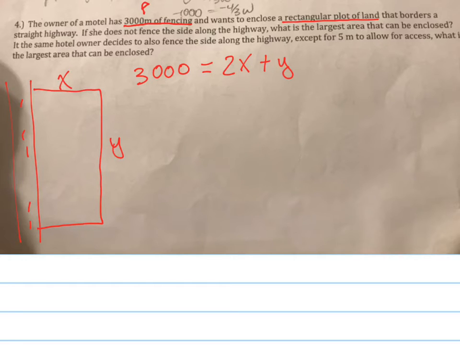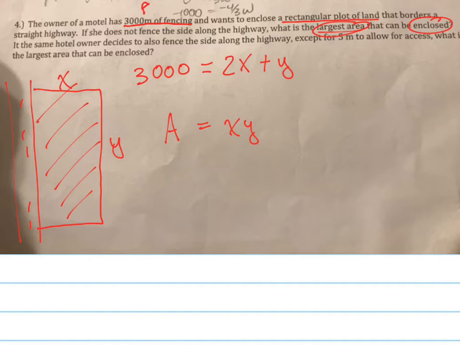Okay? So it says if she does not fence the side along the highway, what is the largest area that can be enclosed? All right, well, they're basically wanting us to maximize the area, right? Because it said the largest area. Well, this is the area. What's the area of that? Isn't it just base times height? Yep, it's just X times Y.